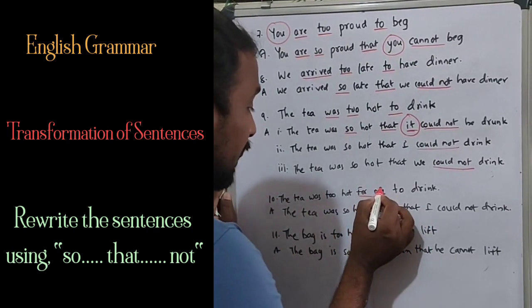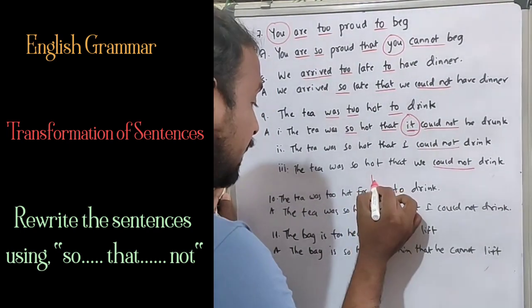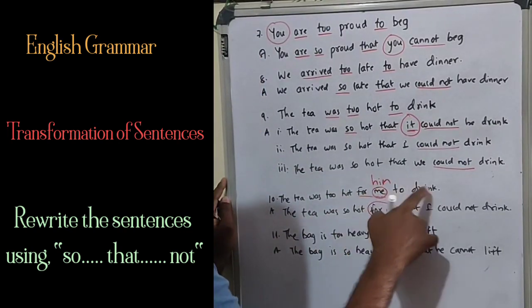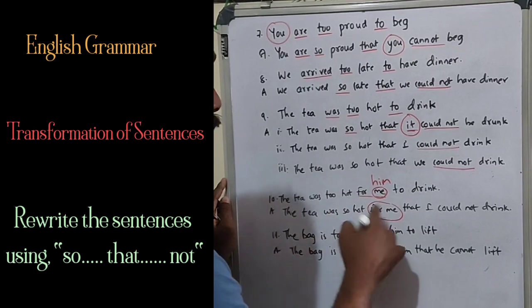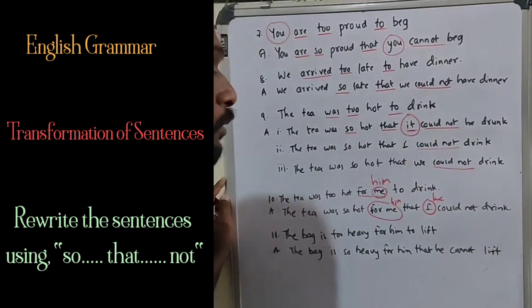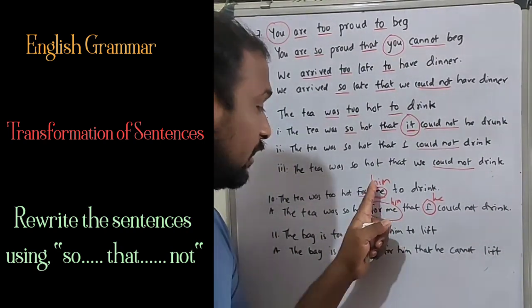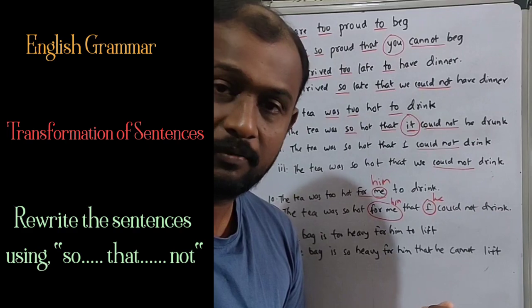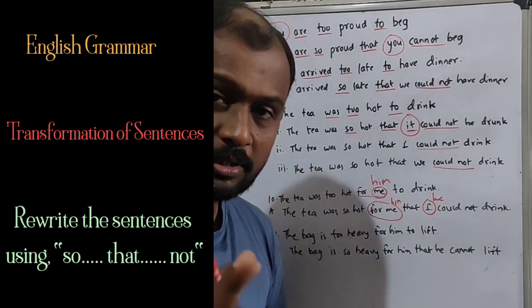In the case of me, if it is him, look here. The tea was too hot for him to drink. You have to write: the tea was so hot for him that he could not drink. If it is her, you write she. If it is them, you write they. You got the point, I think.